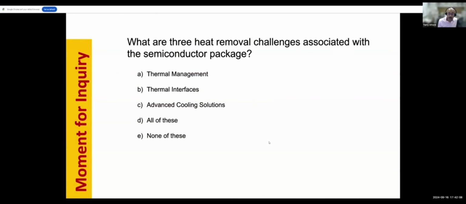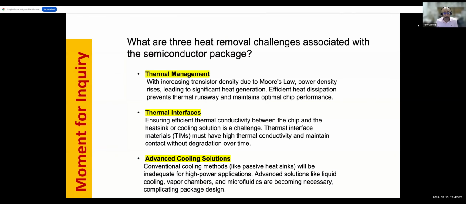So everybody, well, the majority said all of these, because as we know, as we increase the transistor density to stay with Moore's law or more of Moore's law, dissipation is going to increase dramatically. So we're going to have to try to get that heat out such that we do not damage the package as well as optimize for performance.